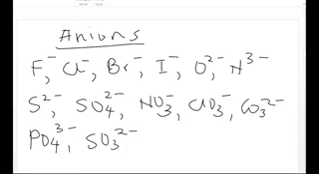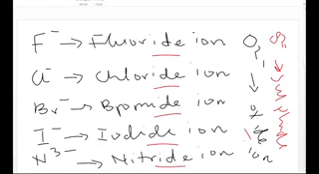Now once you know all these, one important thing again is that you must know how to name them. Now this F minus is not called fluorine ion. No, we call it what? Fluoride ion. This is why I'm trying to give their names. You can see that this F, that is the fluorine, is having a negative charge. We call it the fluoride ion.